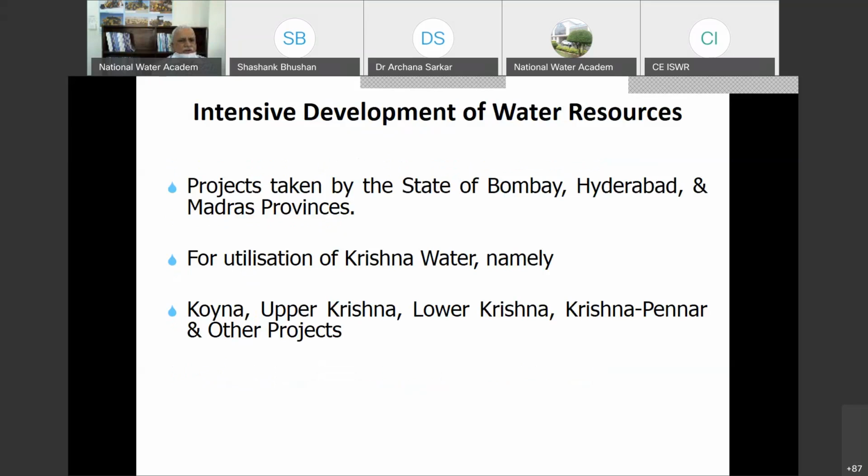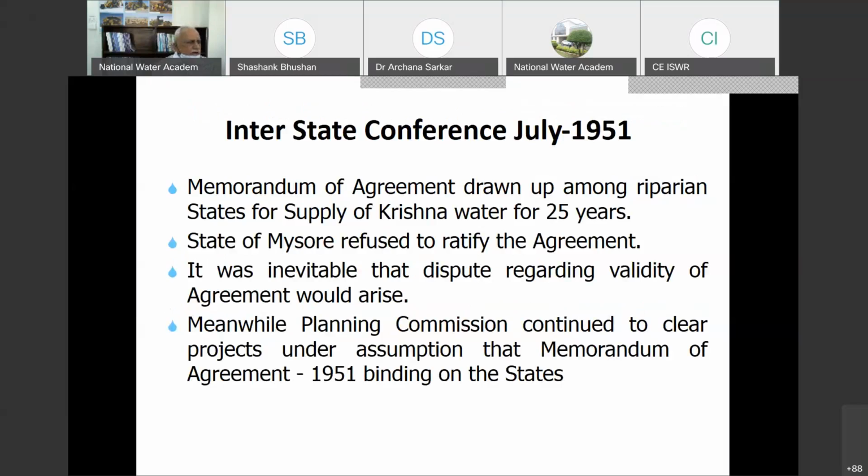Intensive development of water resources was planned for utilization of Krishna waters, and major projects like Koyna, Upper Krishna, Lower Krishna, etc. were being taken up in hand. While these projects were in the planning stage, there was a need for agreement for sharing of the waters.